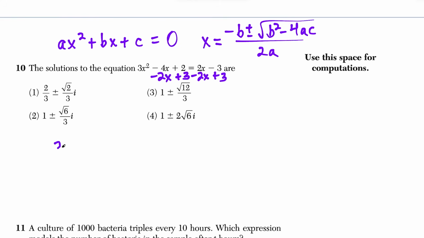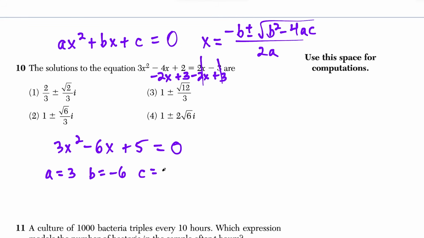And now we're going to have 3x squared. We have minus 4x minus 2x is minus 6x. And then we have 2 plus 3 is 5. So I tack on plus 5. On the right side, you see how these terms cancel out here, and we're left with 0. So now we're ready to use the quadratic formula. We have a equals 3, we have b equals negative 6, and we have a c value here of 5.